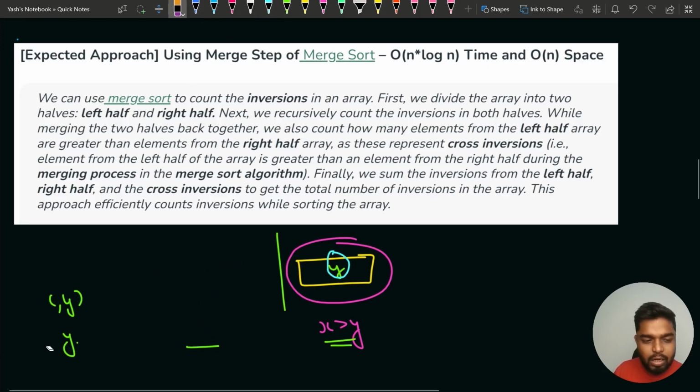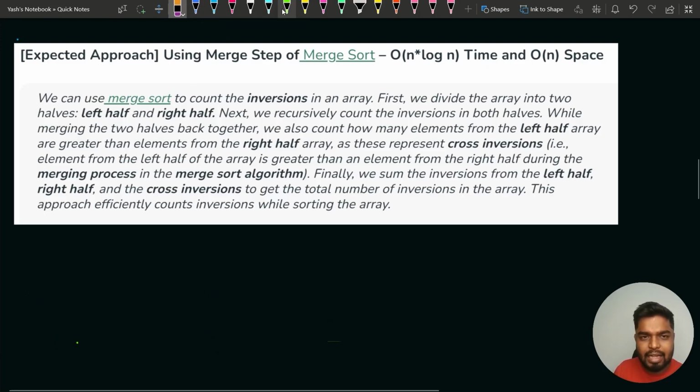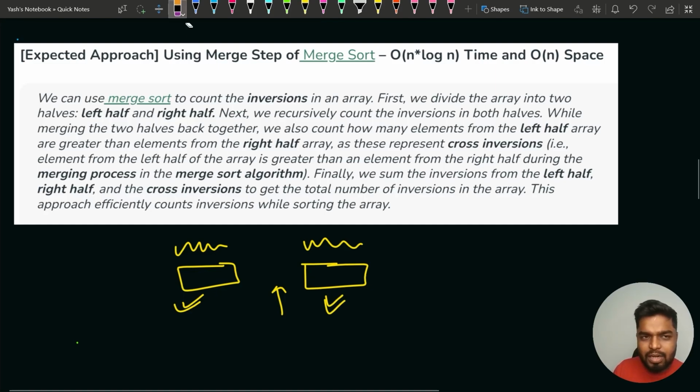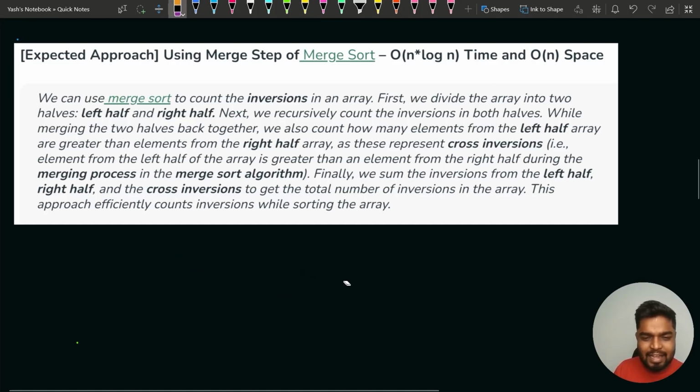So if you see here, what will happen is, let's say you had a particular array, you will break it down into two halves. Now obviously, what does merge sort do after that? It will sort this particular array and it will sort the right array also. Once they are sorted, the number of inversions in them will be counted respectively, in the smaller problem concept.